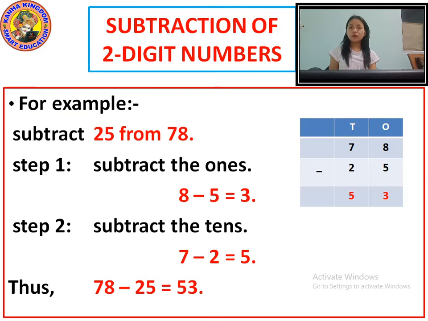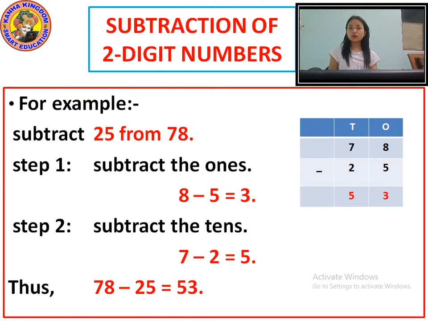The first step of subtraction of two-digit number is to subtract the ones. After making the place value chart, you have to place the numbers there. In the first row you have to write the bigger number, the one from which we are subtracting. Like in subtract 25 from 78, 78 is the bigger number, so we write 78 in the first row.